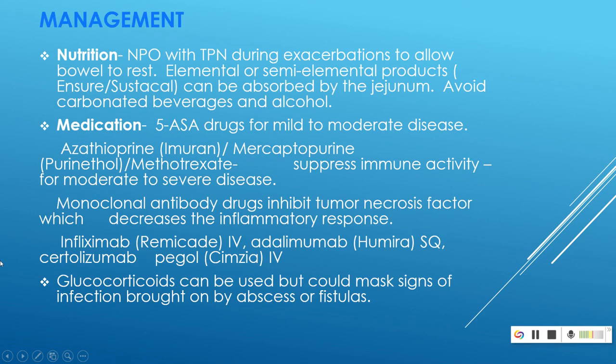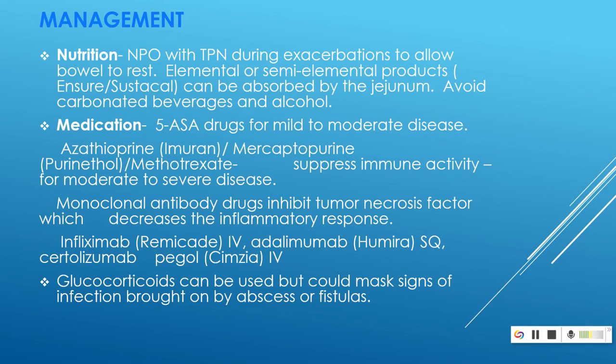Management, nutrition. These people are going to be NPO, and we'd start TPN on them during exacerbations. Why? We have to allow the bowel to rest. If the GI tract is irritated and inflamed, we cannot put any nutrition through it. Elemental or semi-elemental products can be absorbed by the jejunum. So if we're not having any Crohn's in the small intestine area, then we can put these types of nutrition straight into the jejunum and get it absorbed there. Avoid carbonated beverages and alcohol.